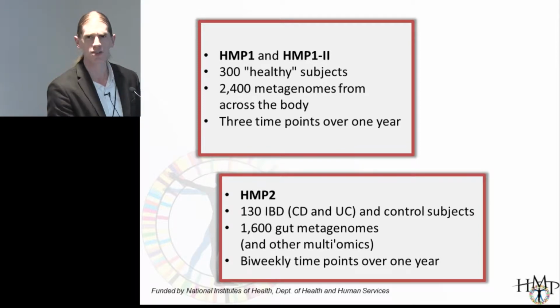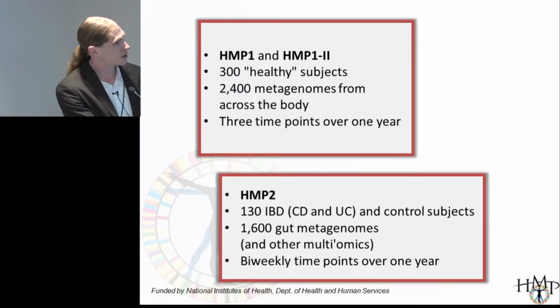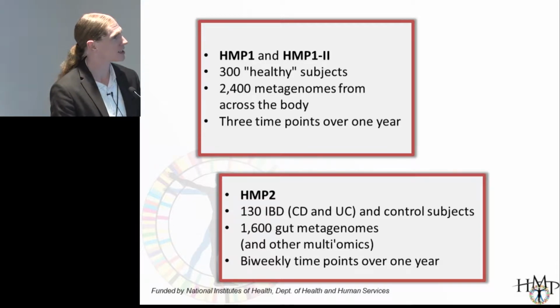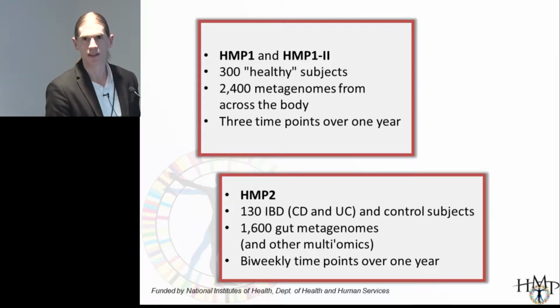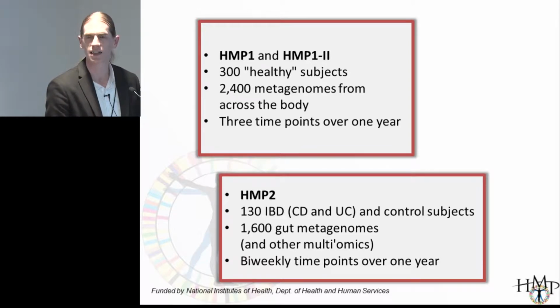The HMP2, our particular project, focused on inflammatory bowel disease, which includes Crohn's disease and ulcerative colitis, in case you see these abbreviations on the slides, in addition to control subjects, about 130 that were sampled very longitudinally, biweekly for roughly one year each, resulting in about 1,600 total shotgun metagenomes and a bunch of other multiomics that I won't really show today, but there are metatranscriptomes and metabolomes and whatnot that I'll mention occasionally.